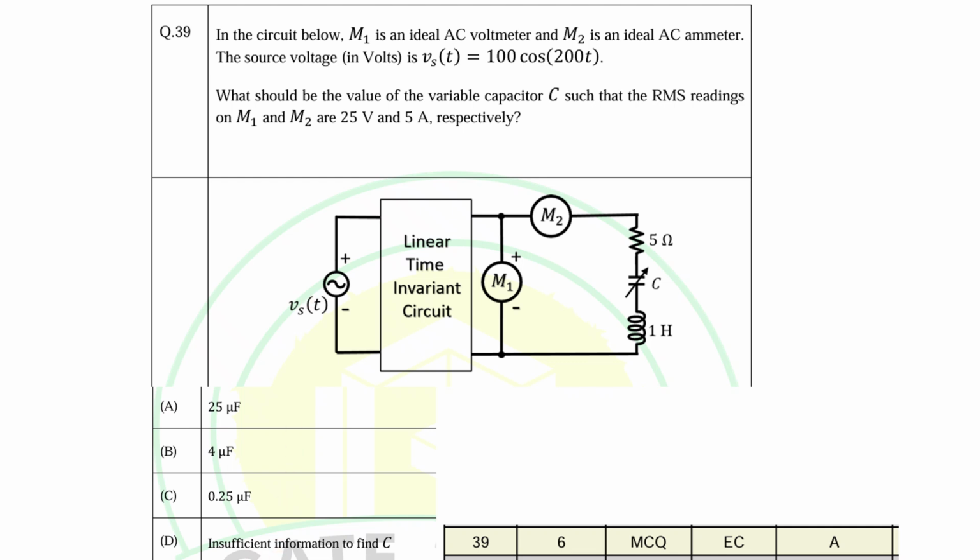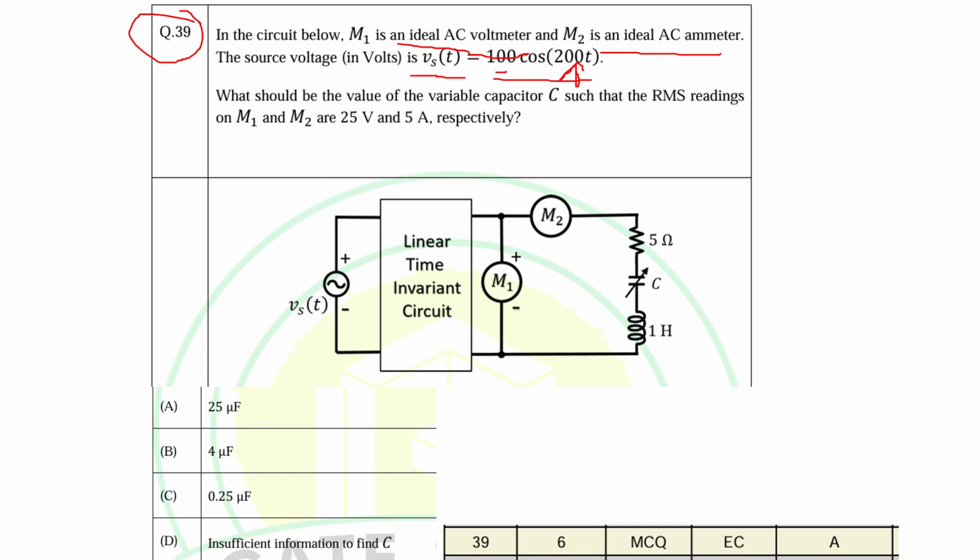This is question number 39 from GATE 2025. In the circuit below, M1 is an ideal AC voltmeter and M2 is an ideal AC ammeter. Now there is a source, Vs of t, because Vs is a function of time, and it is 100 cos 200 t. Of course omega, the frequency, is given as 200, and t is the variable, and 100 is the amplitude.